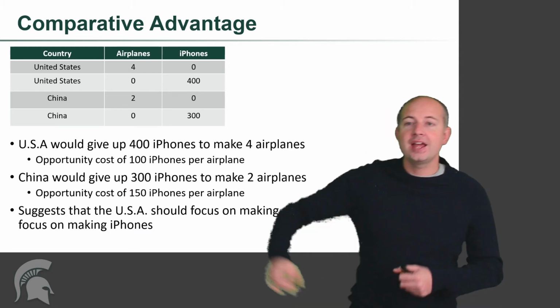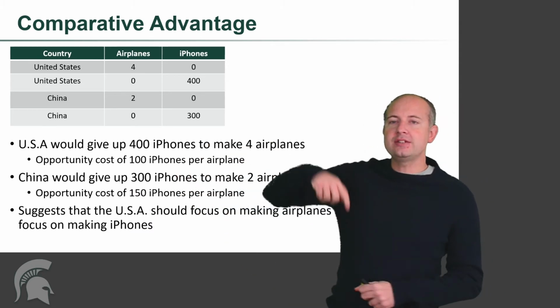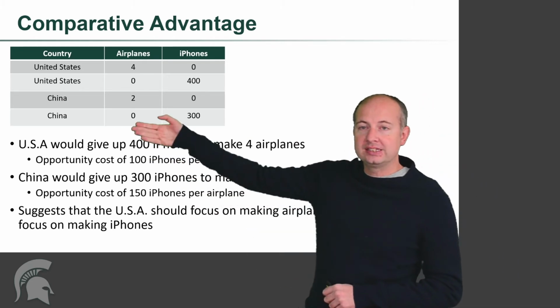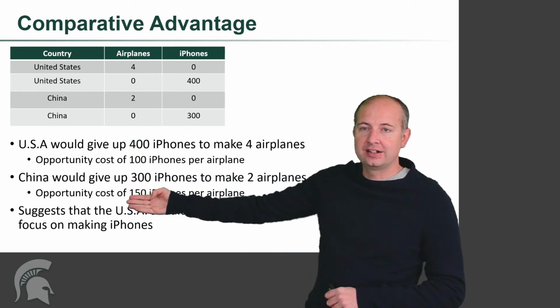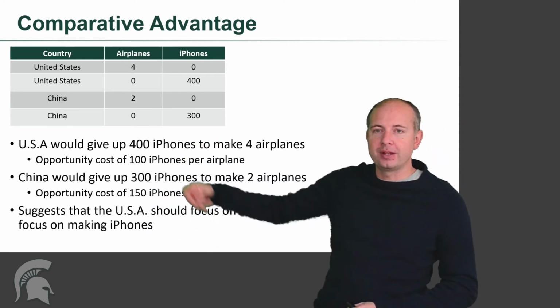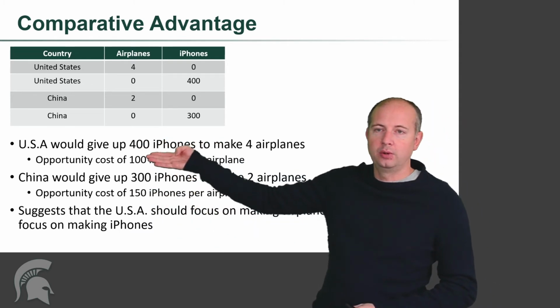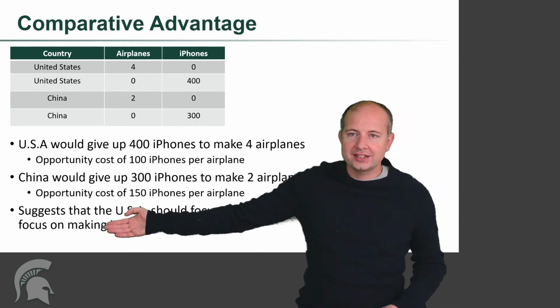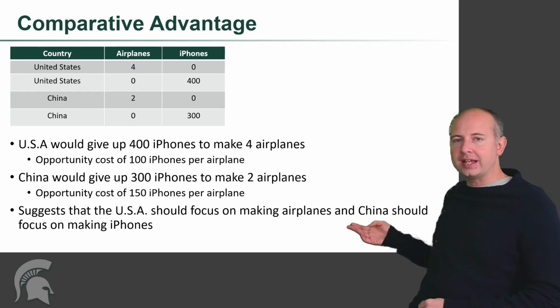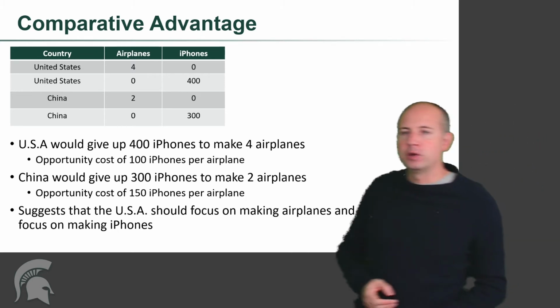And this suggests that because the United States has a lower opportunity cost for airplanes, giving up 100 iPhones instead of 150, the United States has a comparative advantage at making airplanes because they can make an airplane at a lower opportunity cost. That suggests that the USA should focus on making airplanes and China should focus on making iPhones.